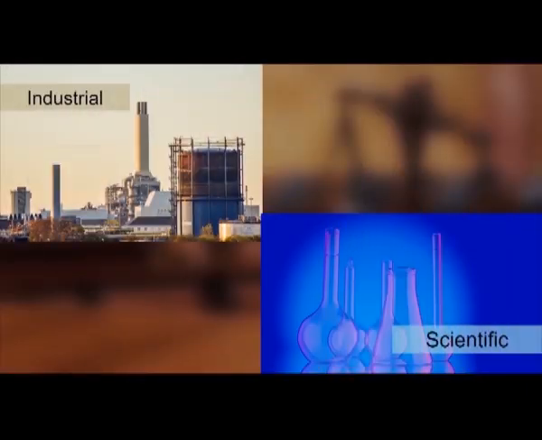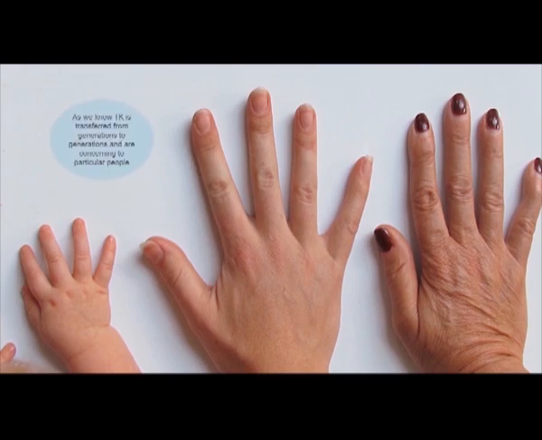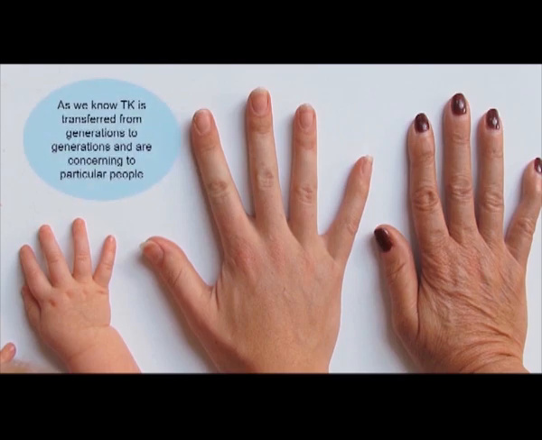What are those areas? Industrial and scientific. So we can say that traditional knowledge is the kind of IP which has gained recognition because of these activities, one is the industrial and the second is the scientific. The other important aspects of traditional knowledge may include literary or artistic fields. As we know, traditional knowledge can be transferred from generation to generation, and it is attributed to a particular community.